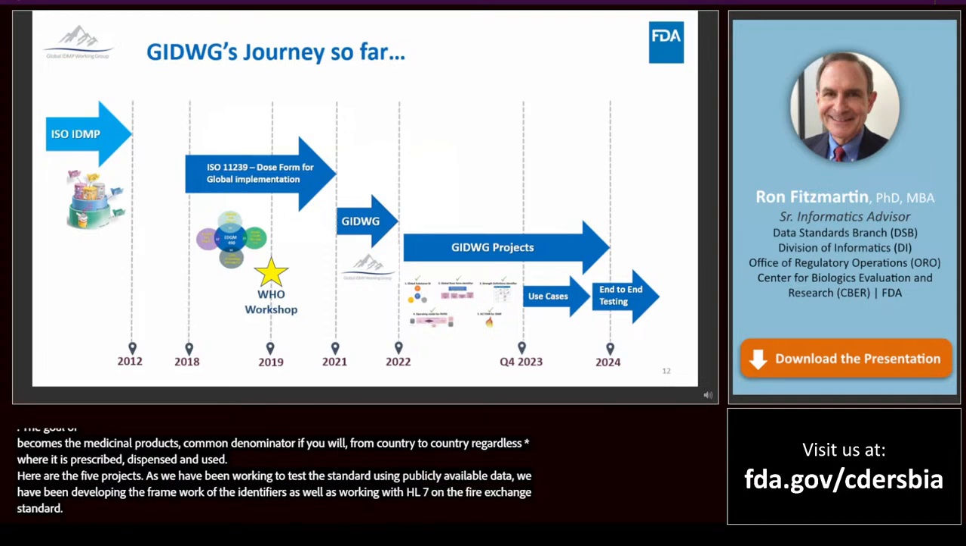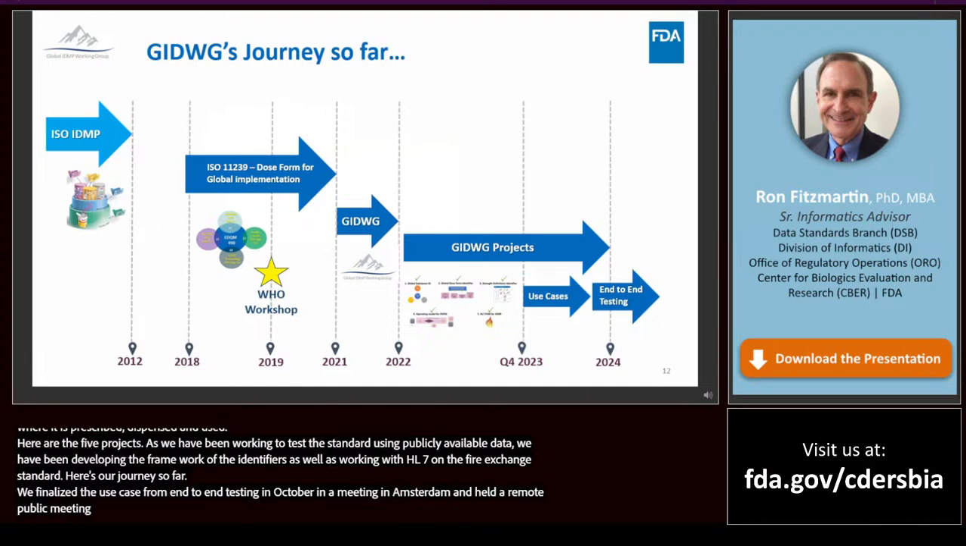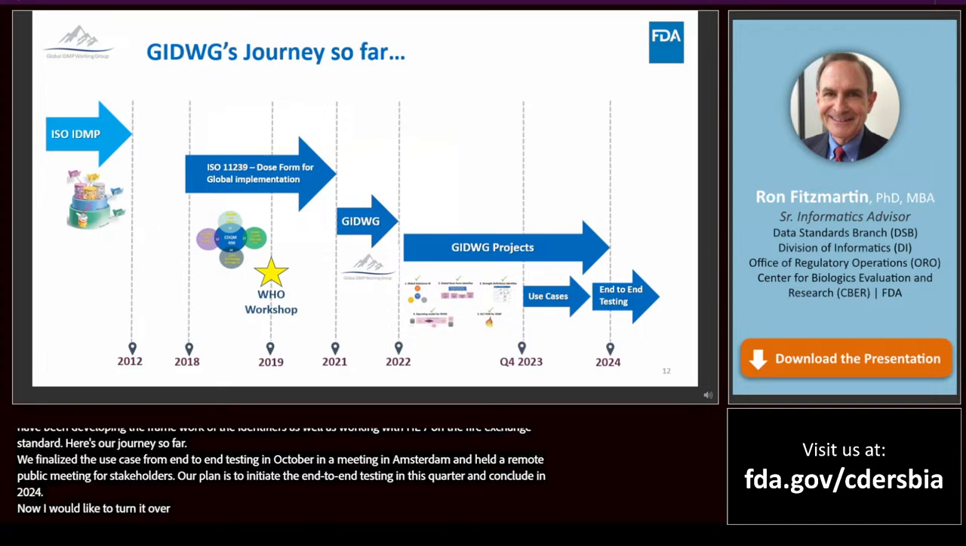So here is our journey so far. We finalized the use cases for the end-to-end testing in October in a meeting in Amsterdam and held a remote public meeting for stakeholders. Our plan is to initiate the end-to-end testing in this quarter and to conclude in early 2024. Now I would like to turn it over to TJ, who will walk you through each GIDWG project and the first use case on cross-border healthcare.